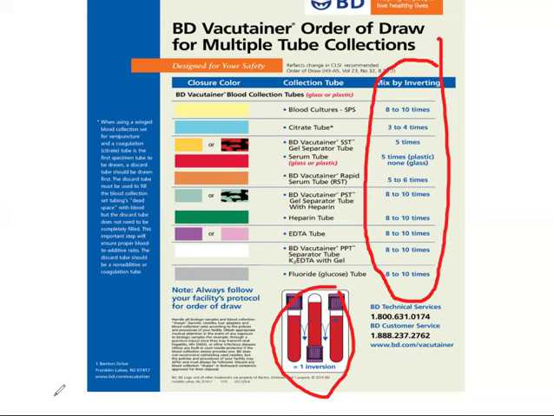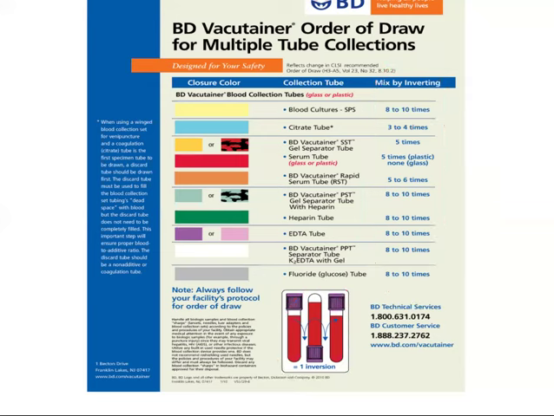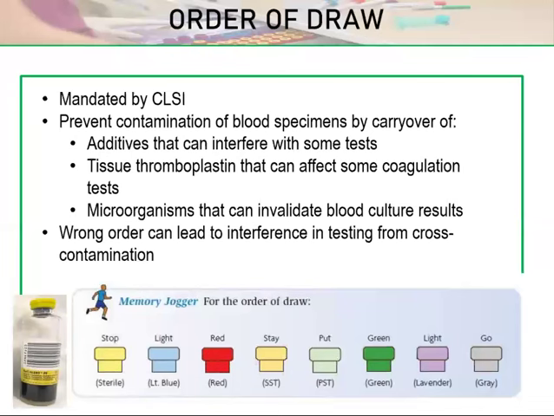Failure to follow proper inversions, of course, can lead to hemolysis. Okay, so the next one, very important, class, is the order of draw. This is mandated by the CLSI. So this is what we are going to follow, no? Which color of tube do you fill first?